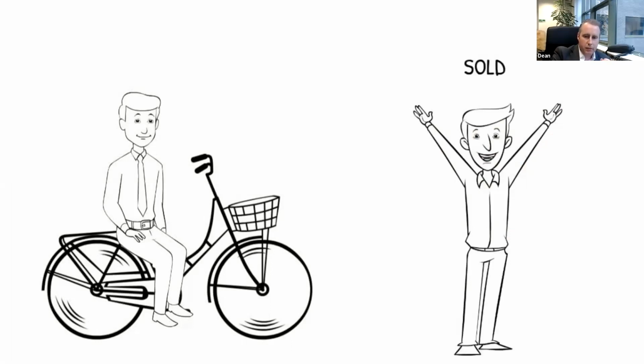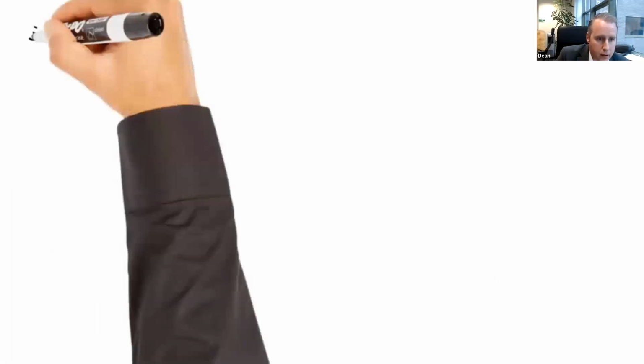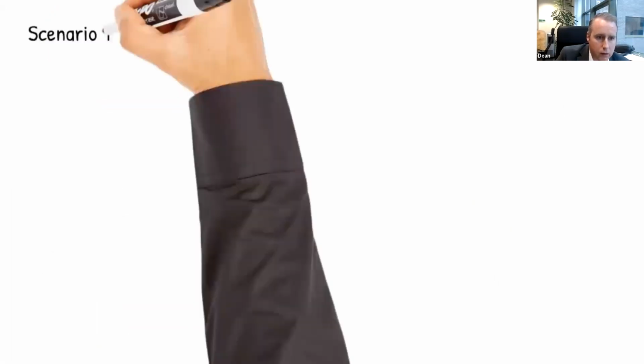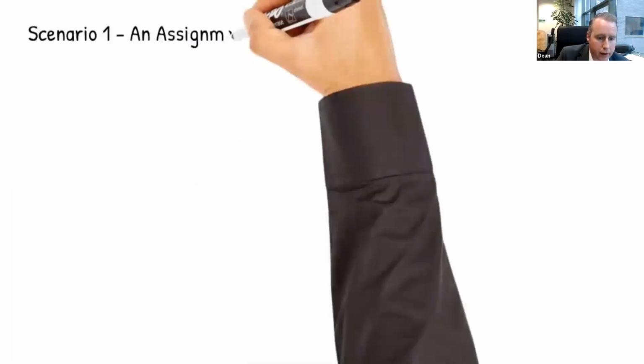Okay, so obviously that was an example of an assignment, which means that you're essentially selling the product, or the bike, and you're stepping out of it. No residual or proprietary rights left in the product in question, in this case a bike. Okay. The next scenario describes a license.